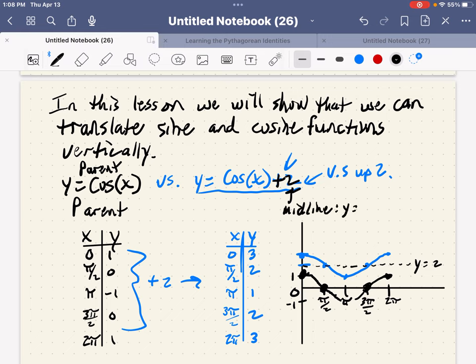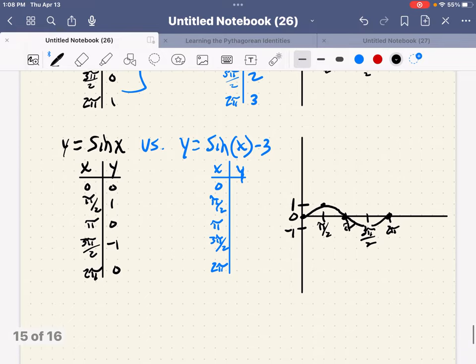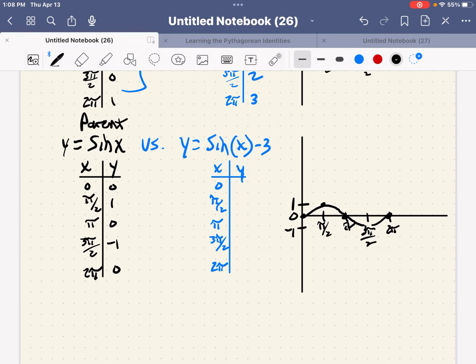Instead of fluctuating above and below the x-axis, this function is fluctuating above and below the midline 2. Notice that the amplitude is still 1 because the distance between 3 and 2 is 1. And the distance between 2 and 1 is 1. The amplitude is still 1. All right, let's take a look at another example. Y equals the sine of x, the parent function, is graphed.